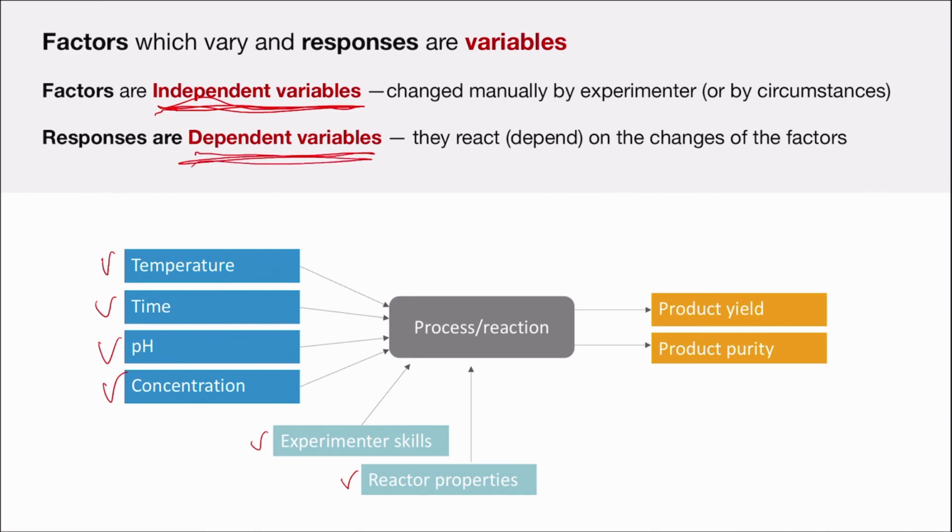You cannot change the response directly. So independent variables are the factors that vary. Dependent variables are the responses that vary. So that's how we define factors and responses in this course. And in the next video, we will talk a little bit more about the variables.